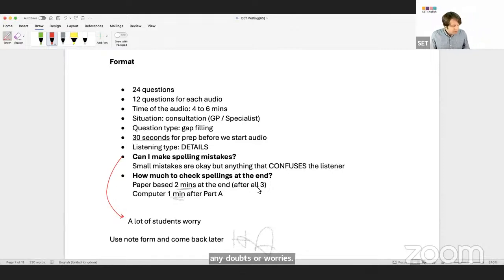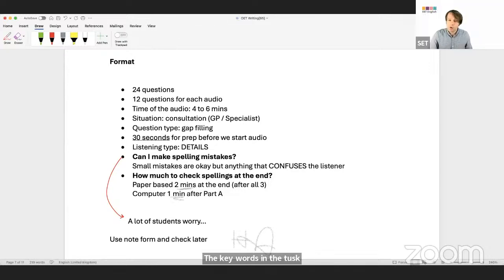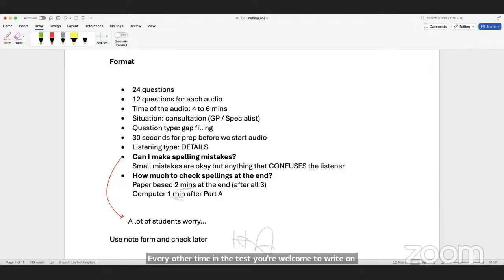Okay, well, what I want to do now is talk a little bit. Oh, yeah, go on, Victoria, please. Regarding the pencil, can we underline the keywords in the task? Yes. In paper-based, there's only one time you can't write anything down, Victoria, and it's the writing at the beginning for 5 minutes. Every other time in the test, you're welcome to write on the paper. Great question.